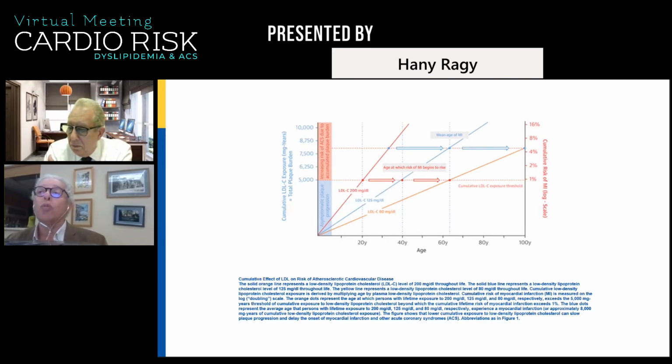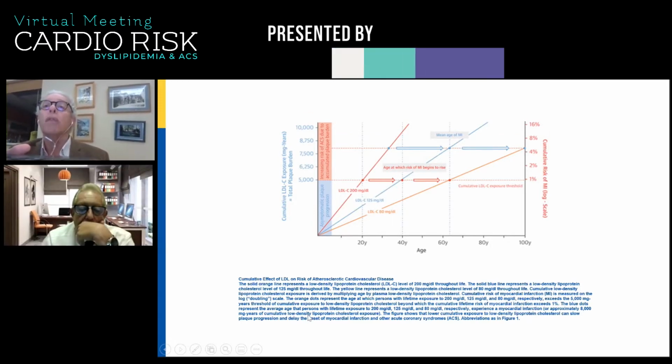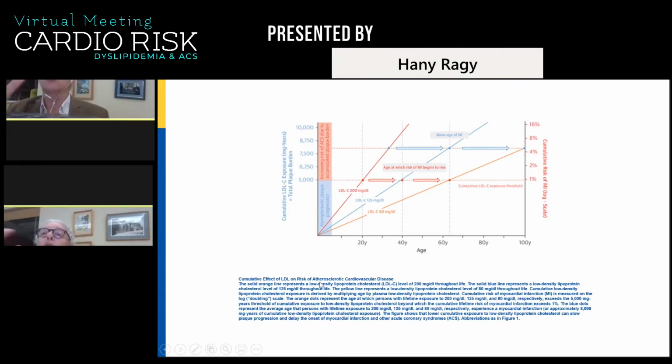We look at it like patient pack years. When we talk about smoking, we say pack years. We don't say they smoke 20 cigarettes a day, because maybe they just started smoking 3 months ago. We want to know how many years they smoked. And that is exactly how we now talk about the level of exposure over a lifetime. So we say 500 milligram years, or 5,000 milligram years, or 8,000 milligram years. That is the cumulative LDL exposure over the lifetime.